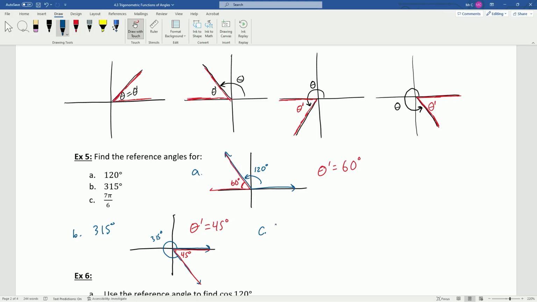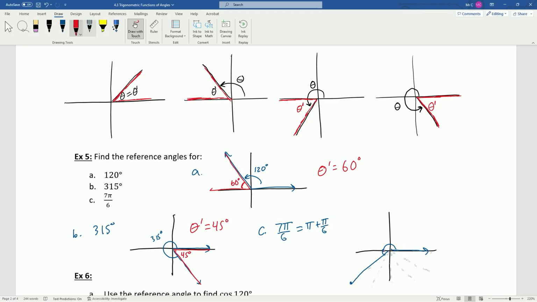And finally here we've got 7 pi over 6. So of course this is pi plus pi over 6. So let's draw our angle. Our initial side is here. I draw pi, I'll mark it, and then I need a 1/6 of pi. So I'm going to divide pi into 6 pieces: 1, 2, 3, 4, 5, 6. And I'm going to count out one of them. Oh, just one. There we go.